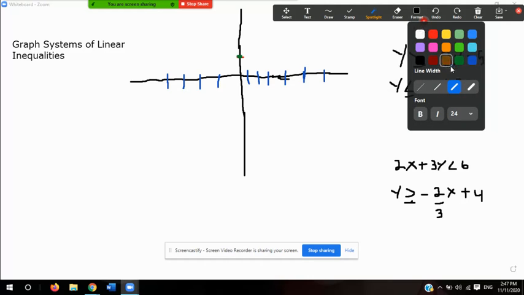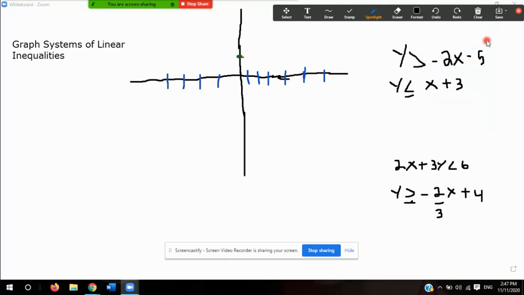So the first thing I'm going to do is identify my y-intercept, or my b, which in this case is right here, and that means it's going to be 0 and -5. So that means that that is going to be the first ordered pair I am going to graph.